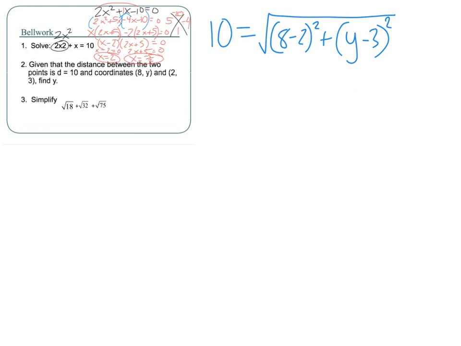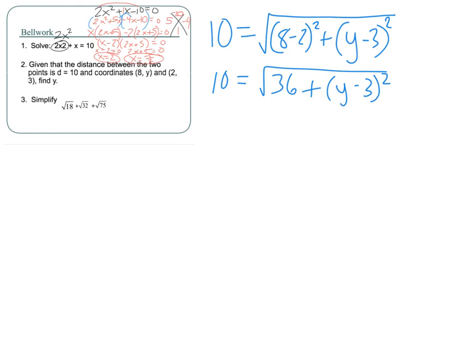So what do I need to do here? Well, got a couple things. Why don't we simplify what we can here? So this is 10 equals, and then 8 minus 2 is 6, squared is 36, plus y minus 3. Now, if you were thinking, oh, why don't I just cancel out my square root with these two squared, you can't do that. You cannot just cancel those out because you have addition going on in here. It does not allow you to do so.